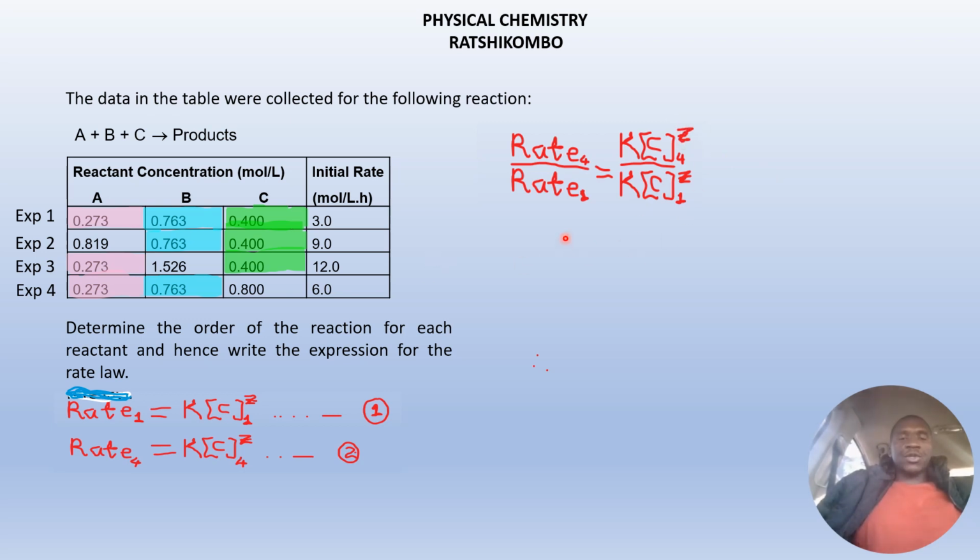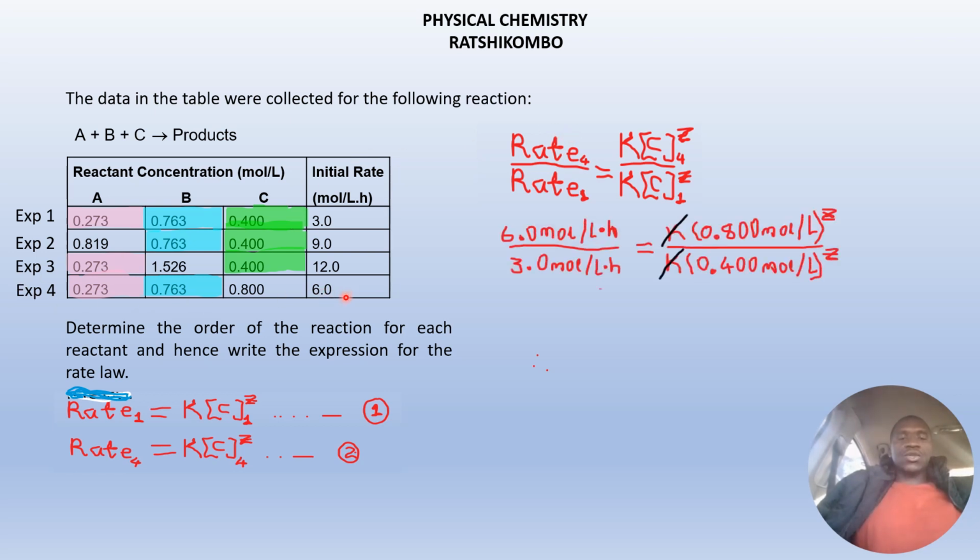So now let's substitute. Rate 4 is only going to be this one, which is 6 here, right? So divided by rate 1, which is 3. So in other words, we're going to have 6 over 3, and then k will cancel each other. What about the concentration? We are only focusing on the concentration of C because we are talking about C here. So the concentration is 0.8 divided by 0.4, like what I did here. And then from there, we are going to say 6 divided by 3 is going to give us 2, and then 0.8 divided by 0.4 is going to give us 2 again, to the power Z.